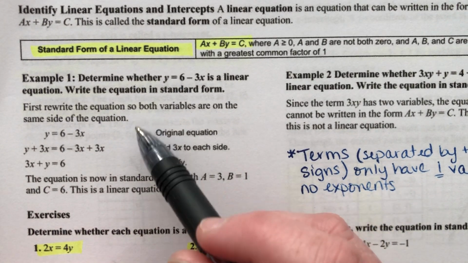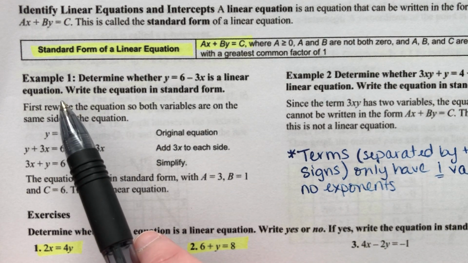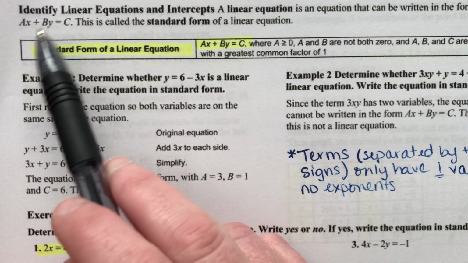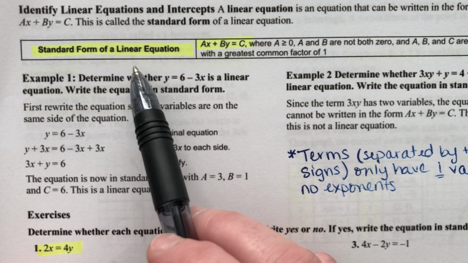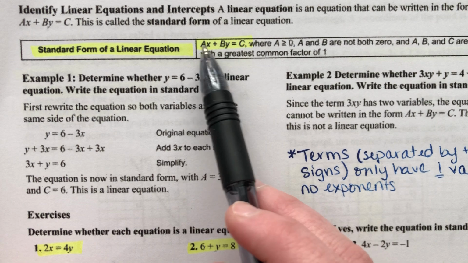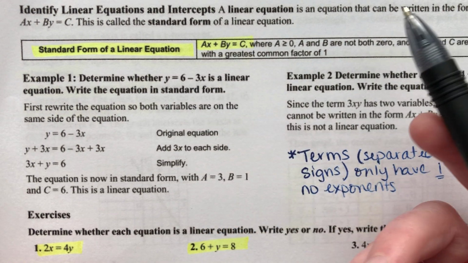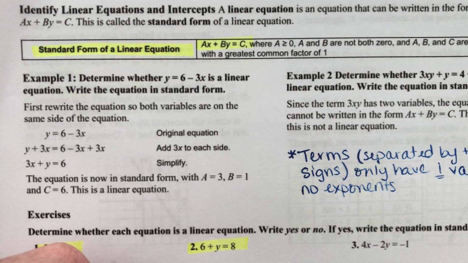Okay, so to determine if an equation is a linear equation, you have to be able to put it in standard form. And that is true. You have to be able to rearrange an equation to put it into standard form, okay? A, b, and c are just numbers. That's all they are. They're just numbers.